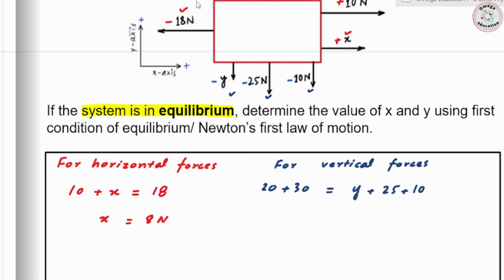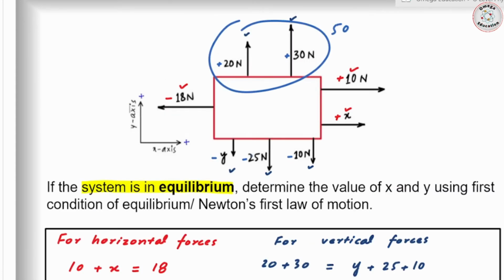Now we can rearrange it to find the value of y. y equals 50 minus 35, and y equals 15 Newton. So you see the total force upward is 50. The total force downward has to be 50, but you have 25 here, 10 here, 35. What else do you need? You need 15 Newton, and that would be equal on both sides.